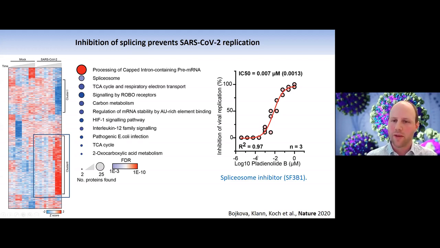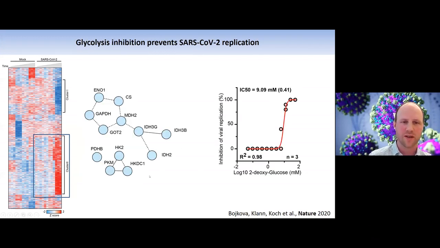What we saw with the Lydian Light B is, at really very low nanomolar concentrations, we see an inhibition of viral replication. Again, these were conditions that were non-toxic to the cell. And then we also addressed the carbon metabolism that I mentioned. We used 2-deoxyglucose, which would inhibit hexokinase, or the first steps of using glucose in the cell. And we saw, again, inhibition of viral replication in the cells.